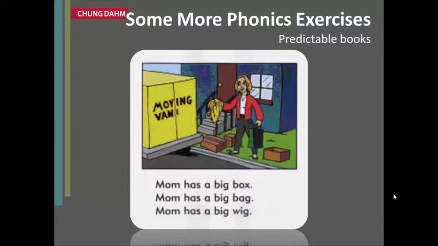Another idea is predictable books. Predictable books are books that are very similar, such as the example on the slide. Mom has a big box, Mom has a big bag, Mom has a big wig. The only difference in each of these sentences is the final word.